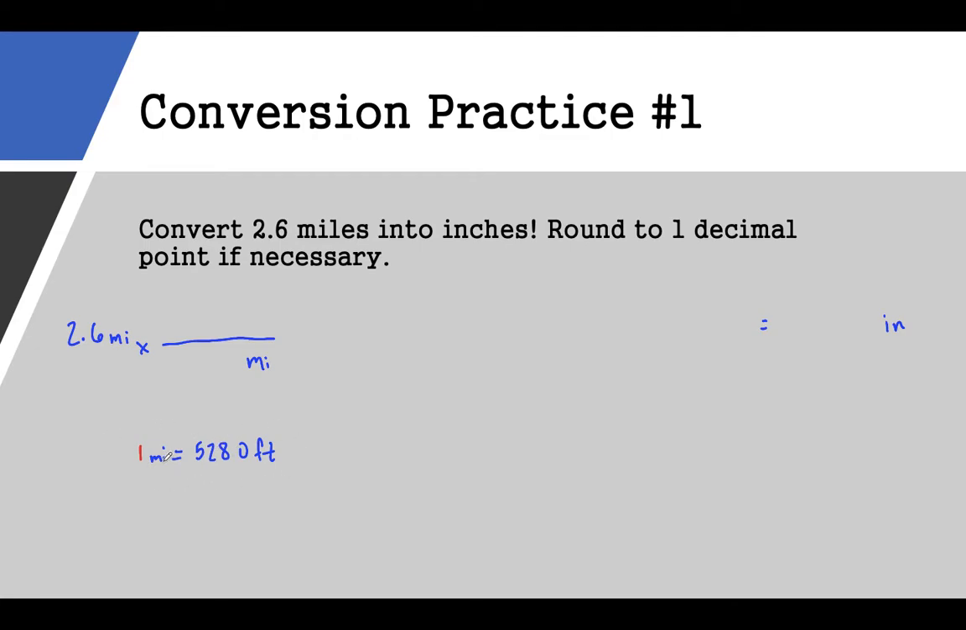This is my conversion factor, and I need to determine the correct orientation, where my numbers go. I have miles down at the bottom because I need to cancel my units. So I need to write feet up at the top then. Notice this number, the 5,280, goes with feet, and the 1 goes with miles. I cancel out my current unit, miles, and now my unit is feet.